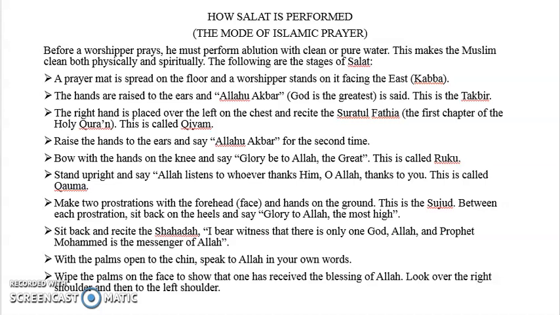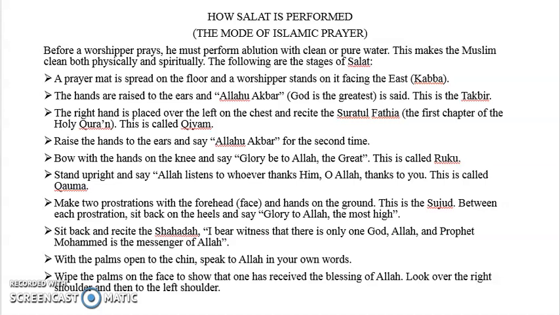The right hand is placed over the left on the chest and the Surah Al-Fatiha is recited. That's the first chapter of the Holy Quran. We said this is called the Qiyam. Then from there, the Muslim raises the hands to the ears again, and Allahu Akbar is said for the second time. The Muslim bows with the hands on the knees and says, Glory to Allah the Great. This is Ruku. The Muslim stands upright and says, Allah listens to whoever thanks Him, O Allah, thanks to You. This is called the Qawman.